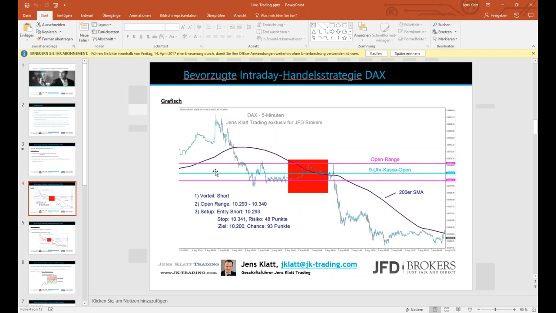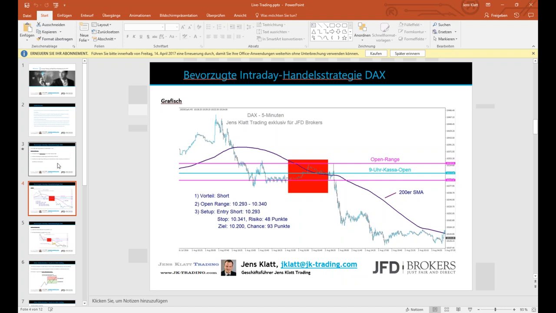It doesn't really matter, but just to give you an idea why these lines are here in the chart. And then you have the open range, and then you're saying it's a simple setup. You trade the break on the downside, in this case, since the advantage is on the short side, you have to place the stop above the high of the open range. You have a risk of 48 points, and then you have a target based on your market research, which in this case was around 10,200 points.